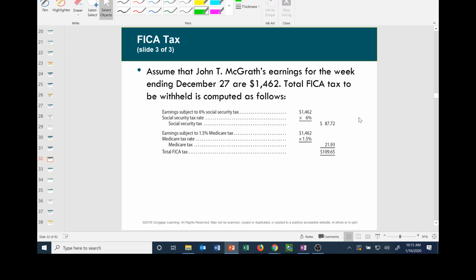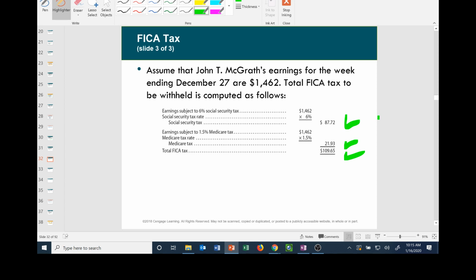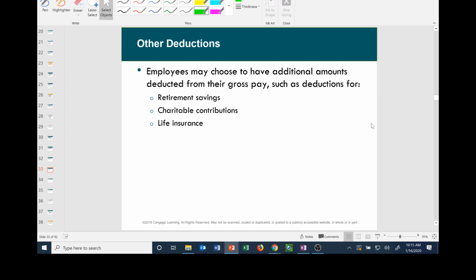Now, we've got 1462, we have to withhold Social Security and Medicare, and that's FICA tax of 109, plus you got federal income tax, plus you got state income tax. And you may have other deductions. We talked about some of these the other day.